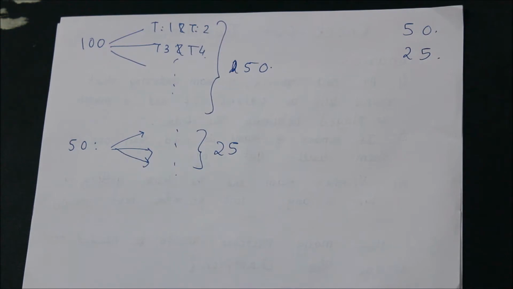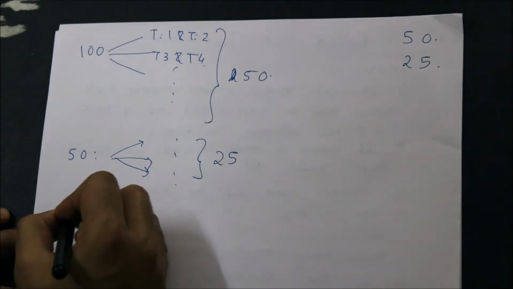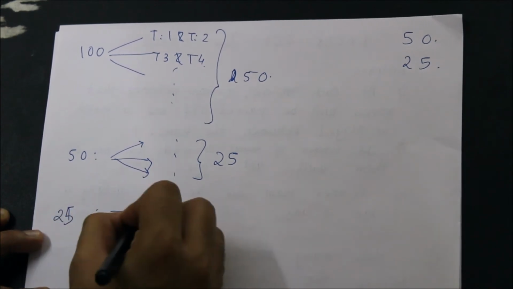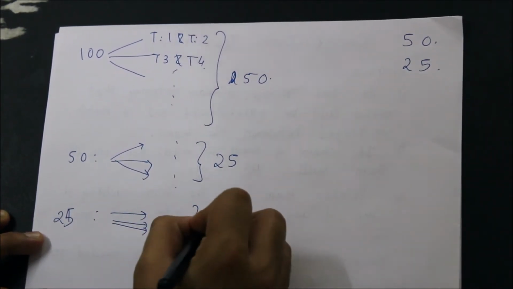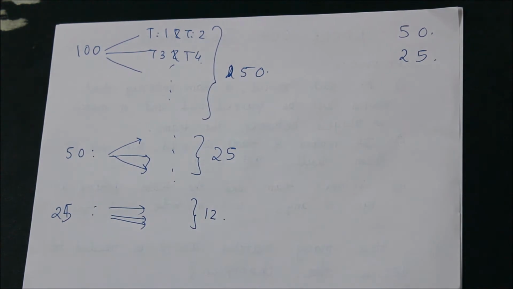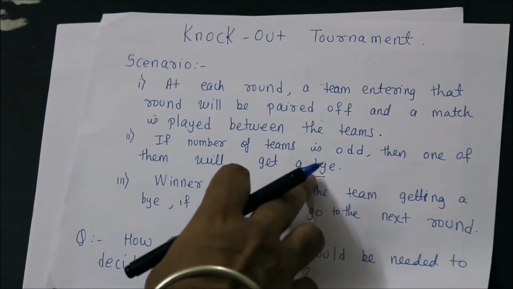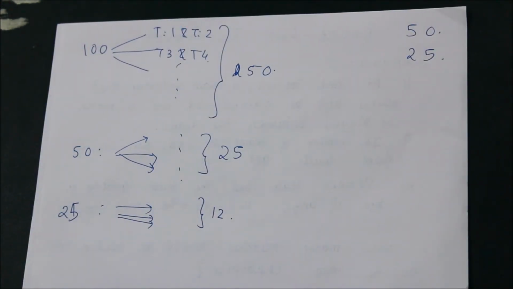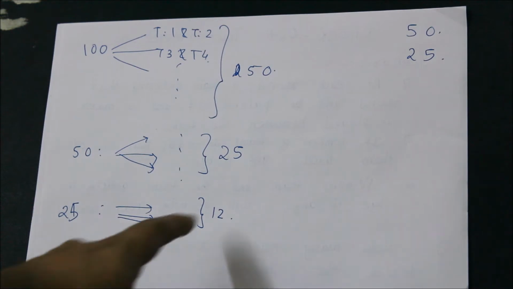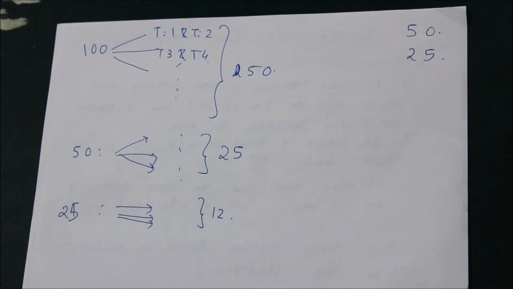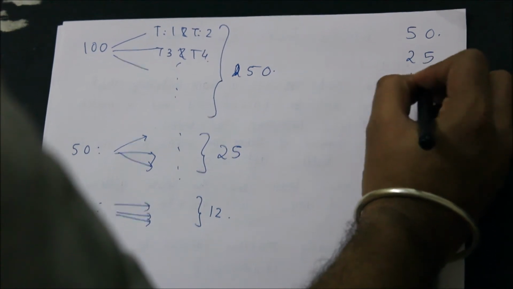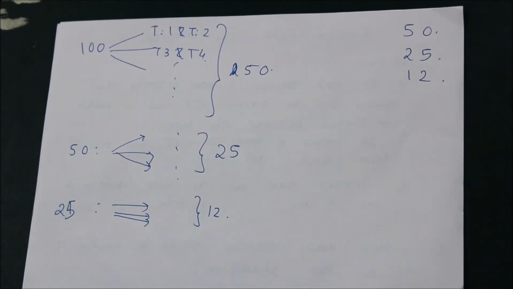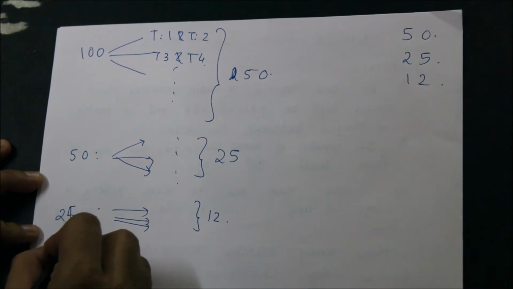Okay, now you have 25 teams. For these 25 teams, how many pairs will you have? You will have 12 pairs, right? 12 twos are 24. And the one which is left over, that team will automatically go into the next round. Why? Because of our second rule, that team will get a bye. So now there are 25 teams, I will make 12 pairs. 24 teams will come into these pairs and one team will automatically go into the next round. So here I will be conducting 12 matches. Okay, so now how many teams am I left with? I am left with 13 teams, right?